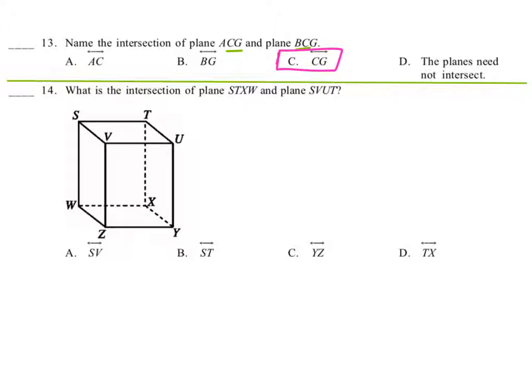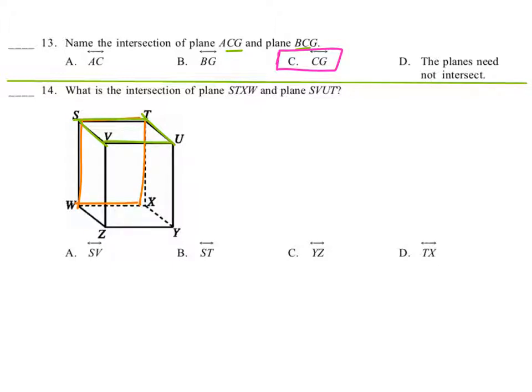Okay, now number 14, what is the intersection of plane STXW? That's weird because they name it with 4 points. It's fine. You'll see that sometimes in this math program we're using, but typically it's 3. But let's trace it out in orange. STXW, that's in the back here. That plane right there. Okay. And SVUT, do that in green. SVUT, that's this right here. Okay.